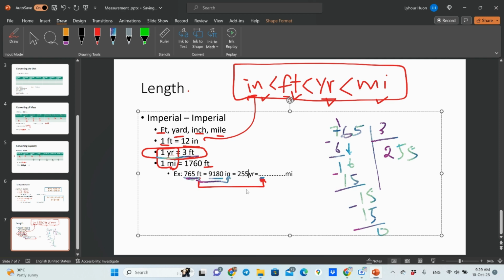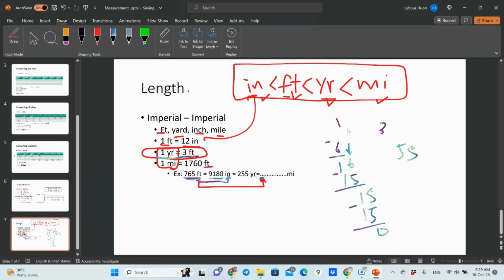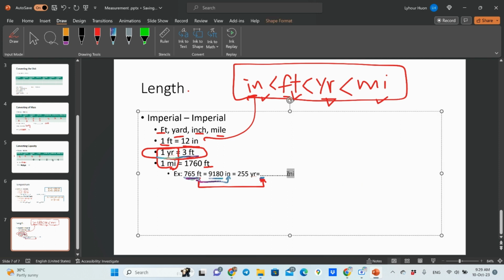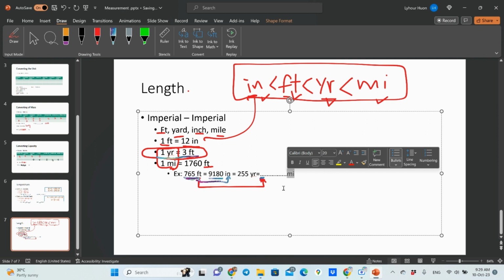255 yards. Now, how can we convert these feet to mile? Again, mile and feet, which one is greater? Mile is greater, right? So now we convert from a smaller unit to a greater unit, to the bigger unit.